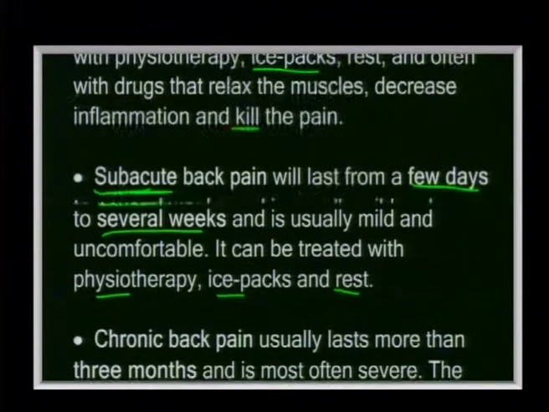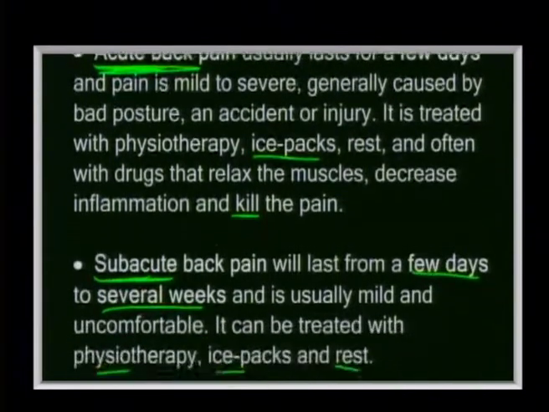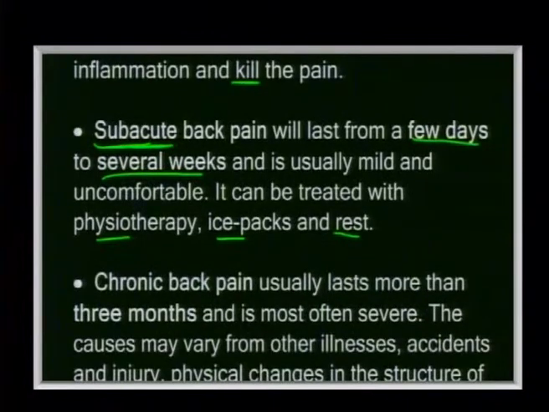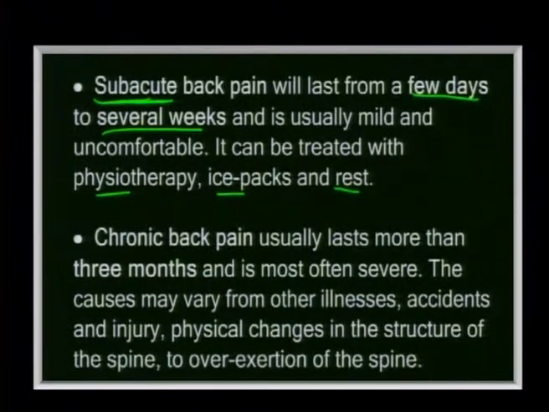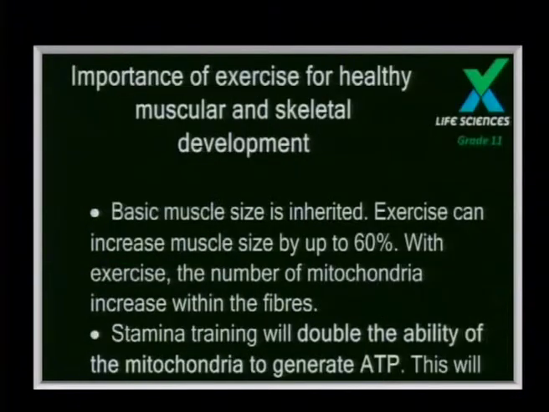So those are all fine. So acute is bad, subacute is bad, but over a long period of time. And then you get chronic back pain. And chronic back pain lasts for a long time, so 3 or more months. It is severe, so it's sore. The causes may vary from illnesses, accidents, injuries, physical changes in the structure of the spine, overextension of the spine, overexertion of the spine. In other words, you have caused yourself major problems.